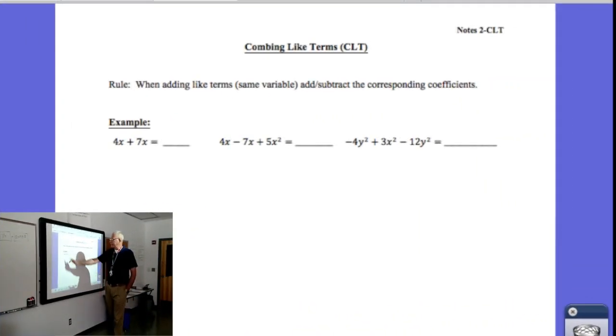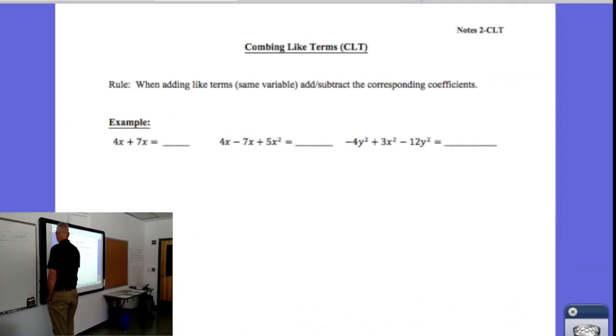Okay. Let's look at this first example. I have 4x plus 7x. Before I show you the coefficient, how many terms are in this first expression? Two terms: 4x and 7x. Okay? So out of the 4x, which one is the coefficient? The number. Always the number that is attached to a variable, that is the coefficient.